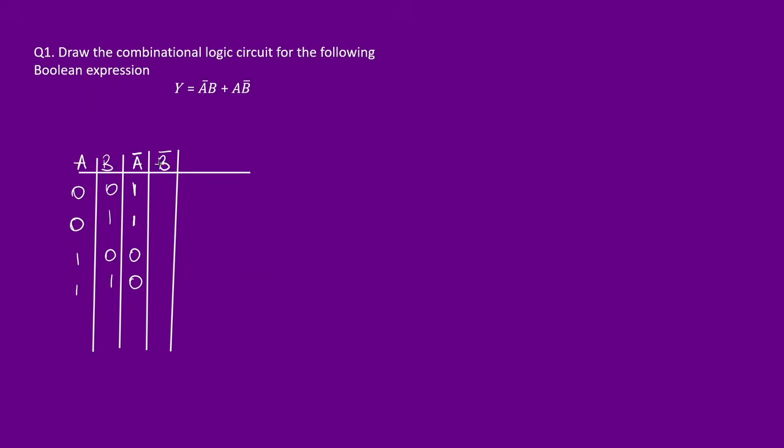We head over to not B. Not of 0 is 1, not of 1 is 0, not of 0 is 1, and not of 1 is 0. Pretty fun stuff. So since we've handled A, B, not A and not B, we now handle the expressions that are being summed together before we add them finally.